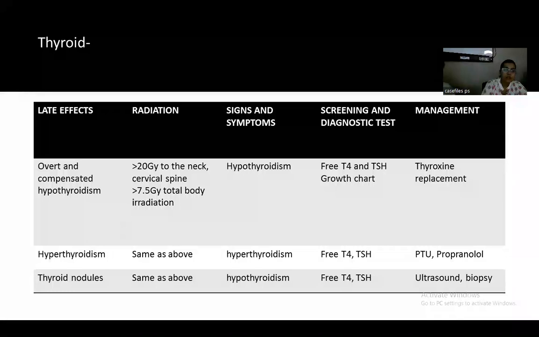Now we come to thyroid. Late effects in thyroid can present as overt or compensated hypothyroidism, hyperthyroidism, or thyroid nodules. For overt and compensated hypothyroidism, we check free T4 and TSH, and accordingly we give thyroxine replacement. While in thyroid nodules, we do ultrasound, and accordingly we send the sample for biopsy and manage accordingly. For hyperthyroidism, we need to check free T4 and TSH, and accordingly we give propylthiouracil and propranolol to the patient.